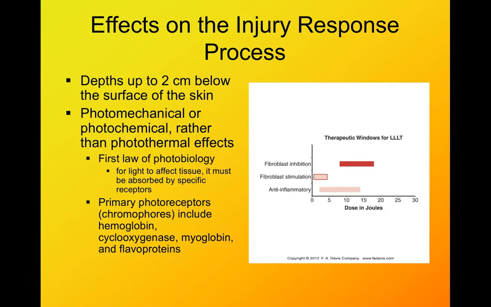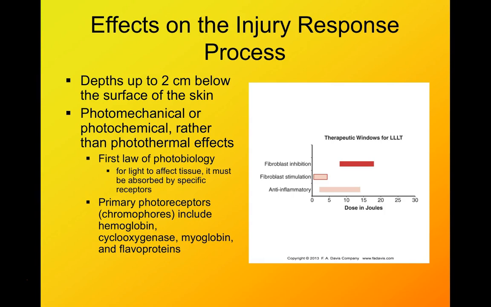So let's go through those effects on the injury response process. So again, we get to depths up to about 2 centimeters below the skin surface. So that is not deep. You know, we're talking superficial, but it's those chemical reactions that then occur. So we call it photomechanical or photochemical reactions from the absorption of the photons. So it's not what we call photothermal, meaning that we're not producing any heat.